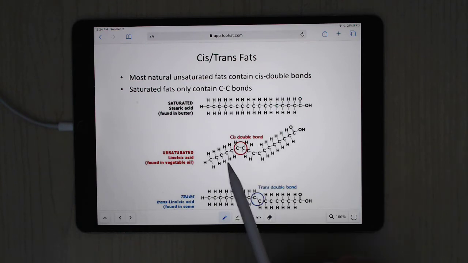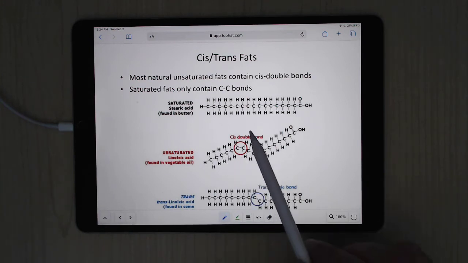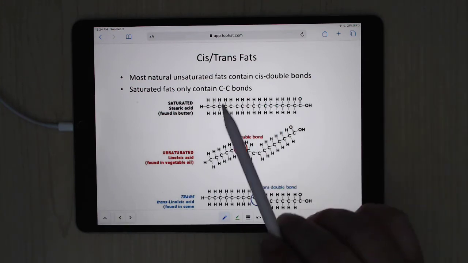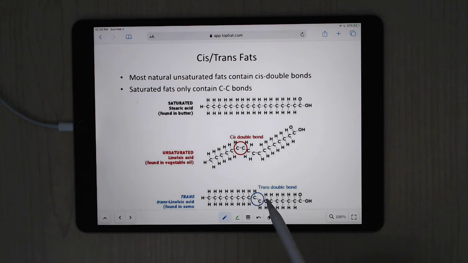Most of biology is going to be the cis, and so we have enzymes that know how to break that down. Our bodies know how to break this down. We also know how to break this down. It doesn't know how to break down the trans. It's just not something that's in nature very often, so we don't have that, and so this builds up because we can't get rid of it. And that's what makes it so dangerous.